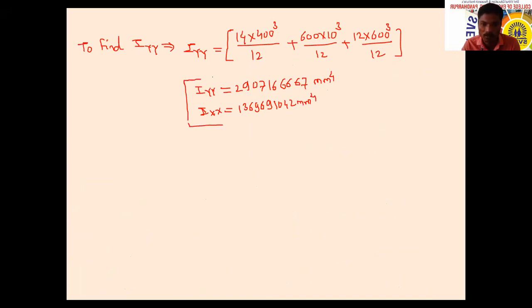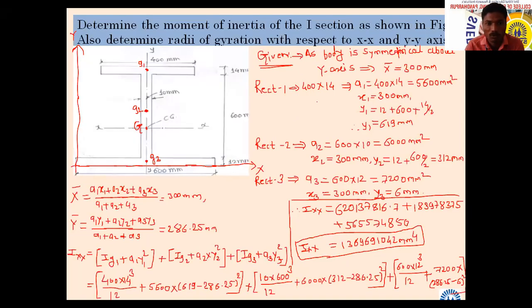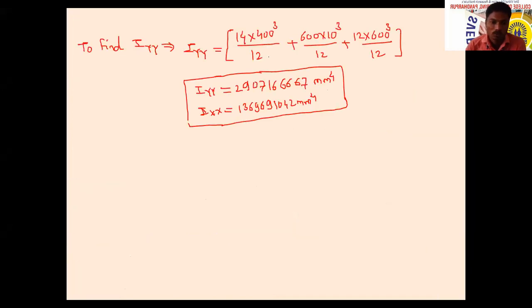So this was asked. If polar moment of inertia is asked, then sum of both we have to do. But one more thing is asked in this problem. Also determine the radius of gyration with respect to Ixx and Iyy. What is the formula we have seen for radius of gyration? Radius of gyration equals root of I by A.